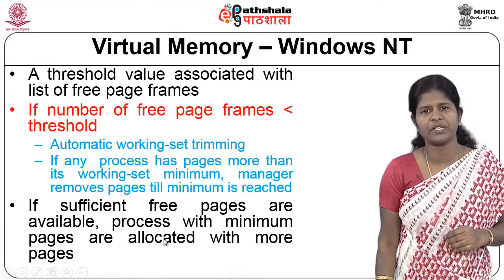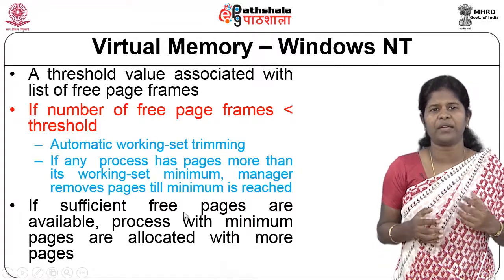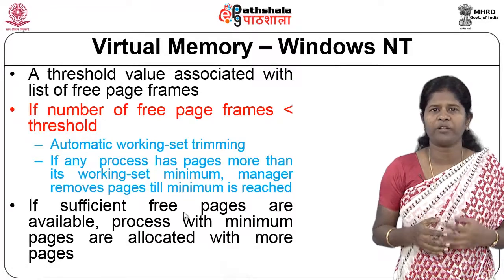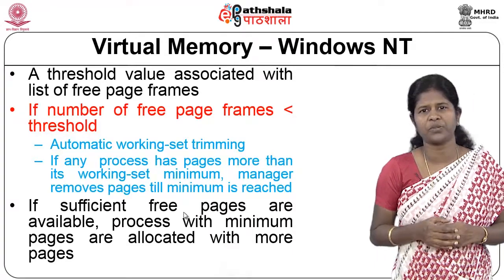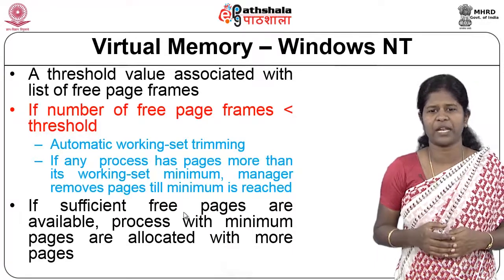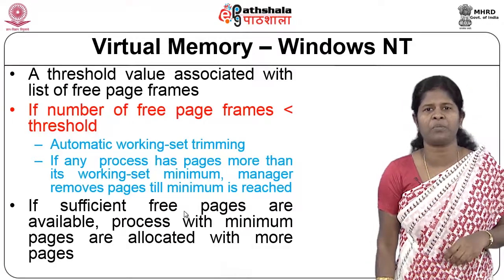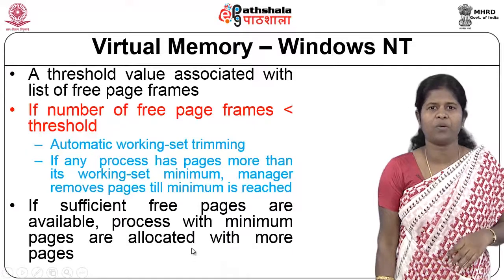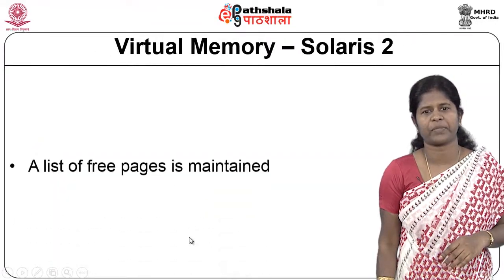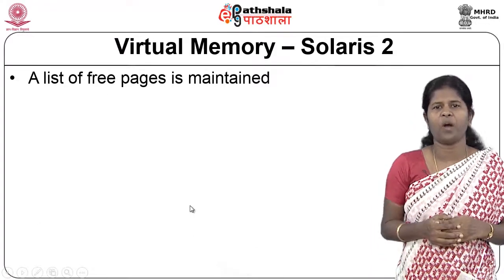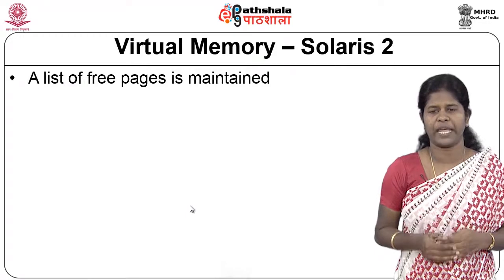And if sufficient free pages are available, say you have more free frames than the threshold value, then it is possible to give the processes in the physical memory a few more pages. So, the process with the minimum number of pages can now be given more pages. So, that is how virtual memory is managed in the case of Windows NT.